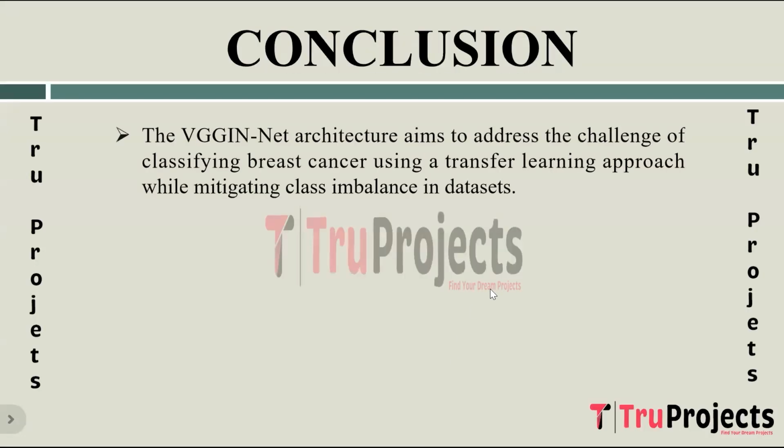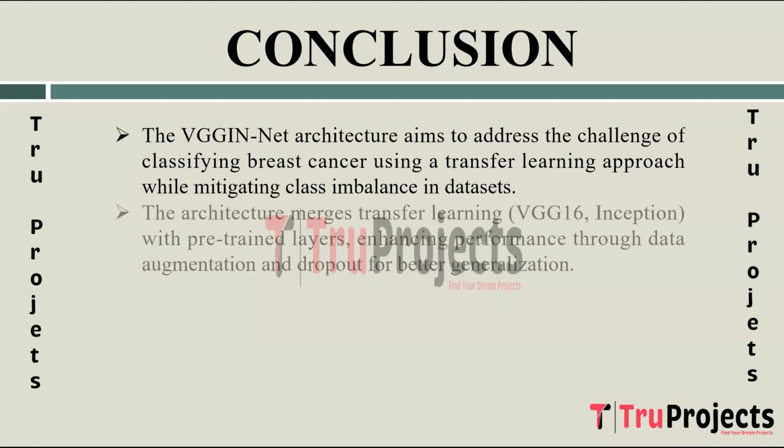The conclusion of the project is the VGGIN architecture is specifically designed to tackle the challenge of classifying breast cancer. It does so by leveraging transfer learning, a technique where knowledge gained from solving one problem is used to improve performance, especially in scenarios with limited data. Moreover, it addresses class imbalance in datasets, a common issue where some classes have significantly fewer samples than others. This imbalance can skew the model's learning, leading to biased predictions.